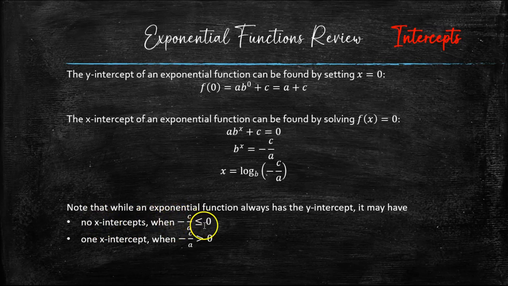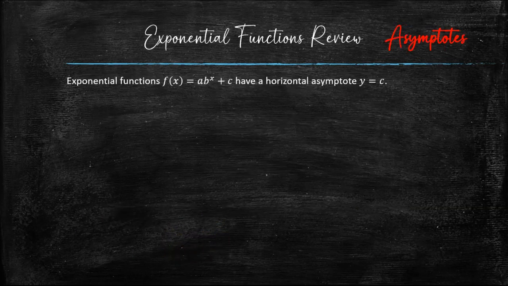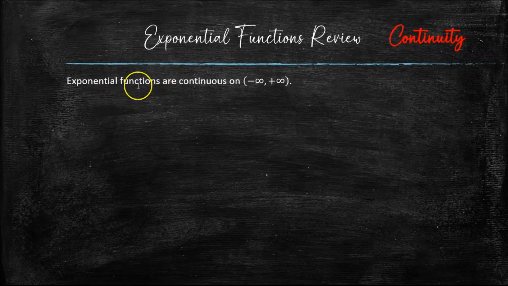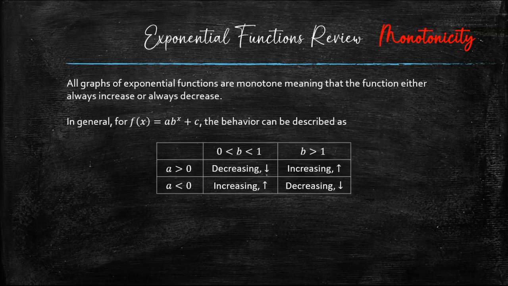It has no x-intercepts when the following inequality is true, and it has one x-intercept when the following inequality is true. Now, as I already stated, graphs of exponential functions do have a horizontal asymptote at this level. So this is your vertical shift. The parent graph has it at 0, but plus C shifts it up if C is positive or down if C is negative. Exponential functions are continuous on the entire domain. And you should know that because there are no constraints on what to put in the exponent.